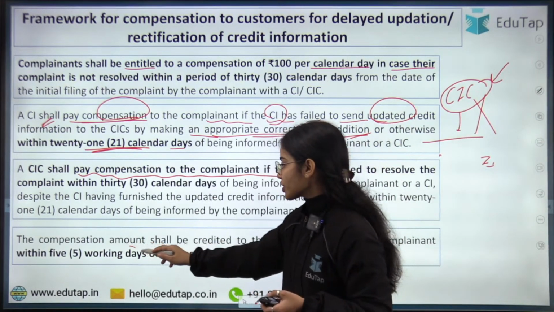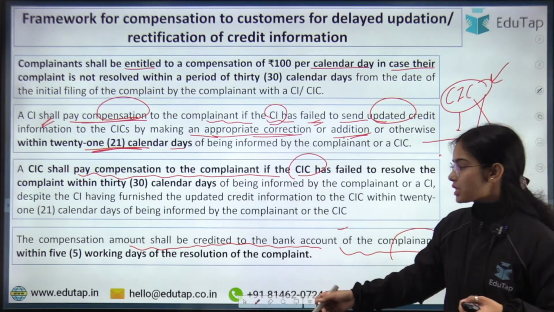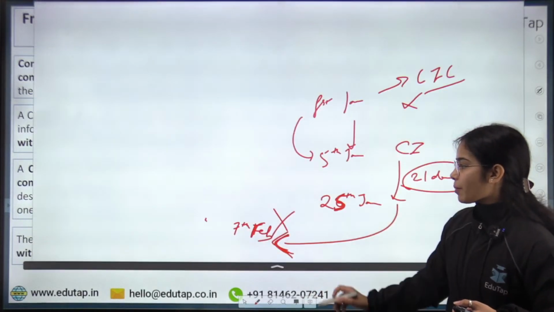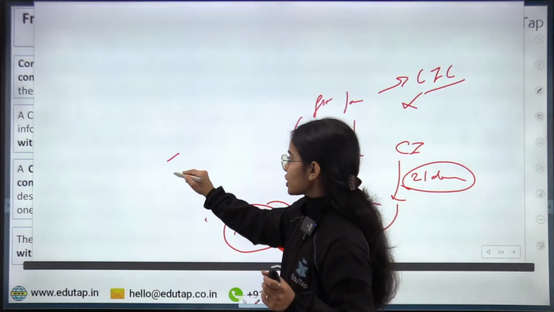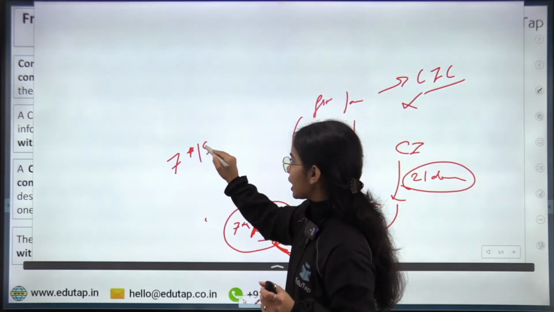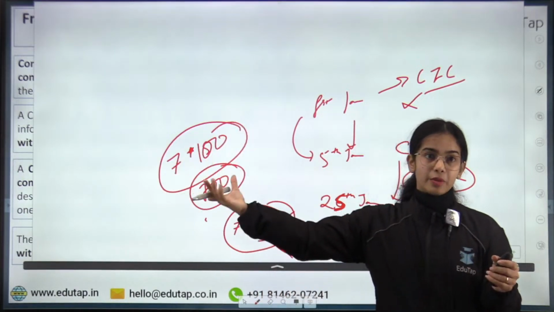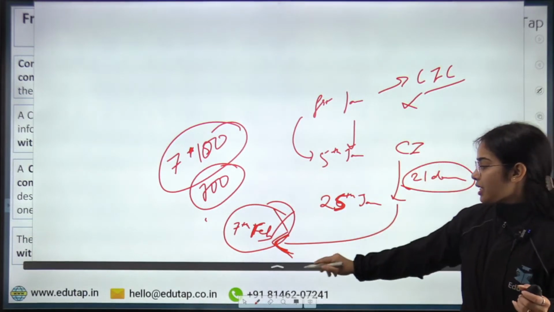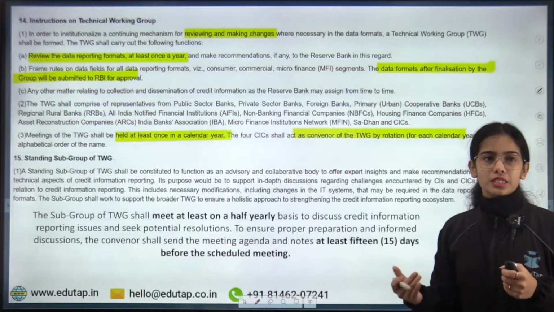So the compensation amount shall be credited to the bank account of the complainant within 5 working days of the resolution of the complaint. Okay. So let's say the resolution of the complaint happened on 7th Feb. So there is 7 days of delay that has happened. So 7 days of delay multiplied by 100 rupees per day. So 700 rupees has to be given to the complainant because of the delay. 700 rupees has to be given to the complainant by the CIC within 5 working days of resolving the complaint. Okay. So this is the idea.